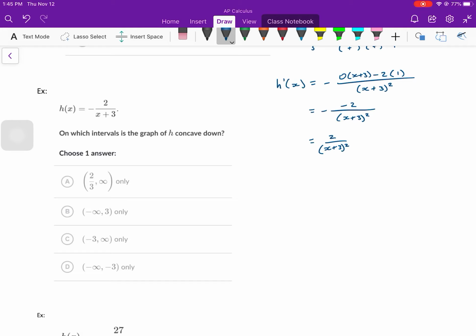And actually what I should have done from the beginning was rewrite this, because this is a much easier derivative to take if you rewrite it. And let me show what I mean. This would be negative 2 times x plus 3, distribute the negative 2, or no, to the negative 1. And then from there, you bring it up to the negative 1, and then you just take the derivative, it becomes a positive 2 x plus 3 to the negative 2.